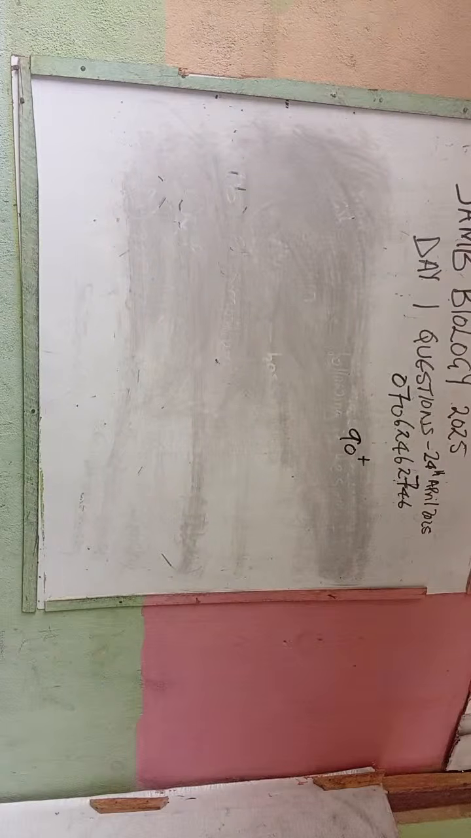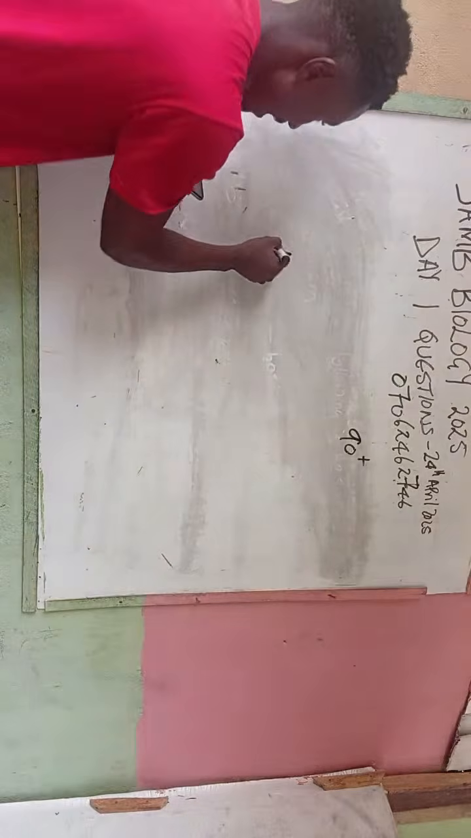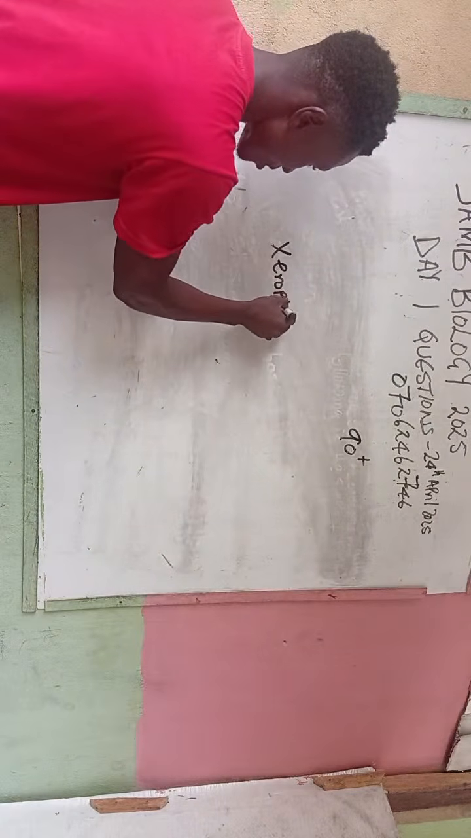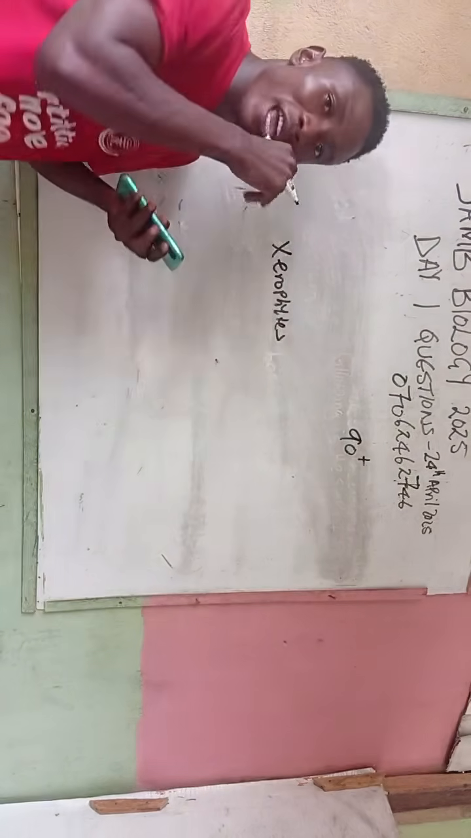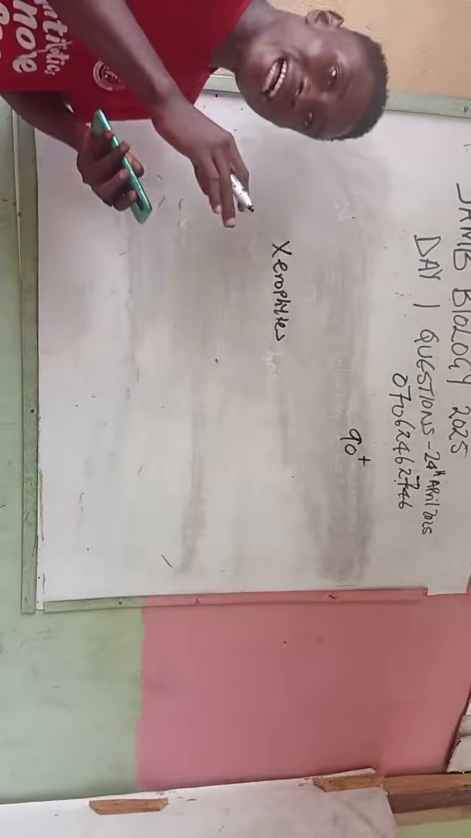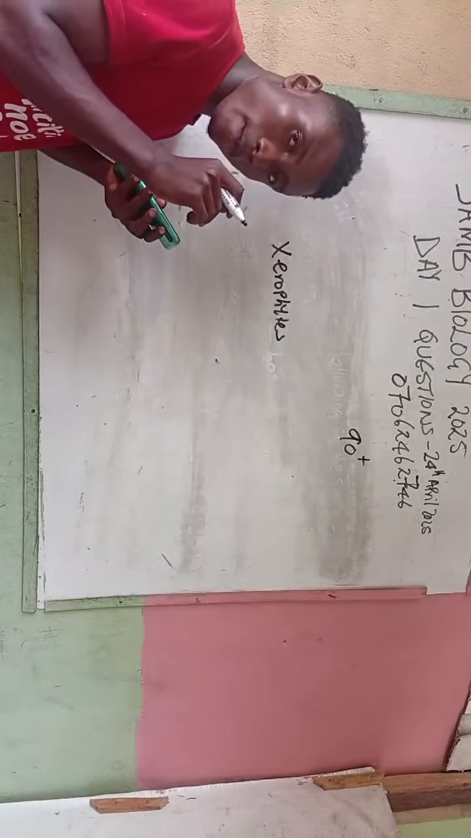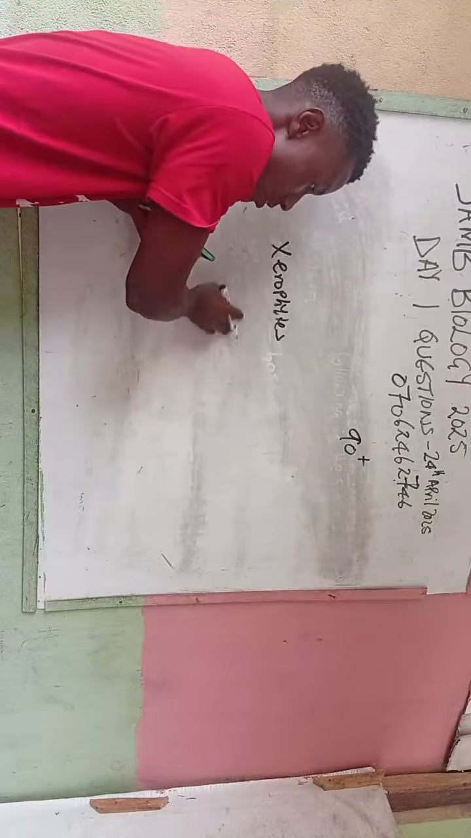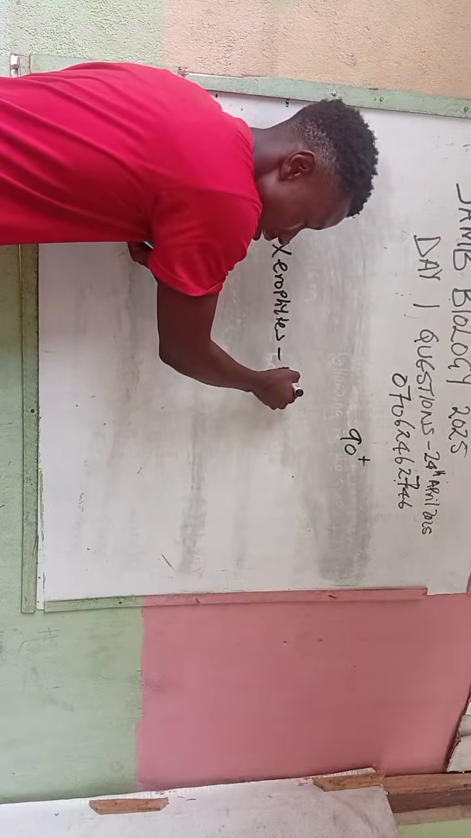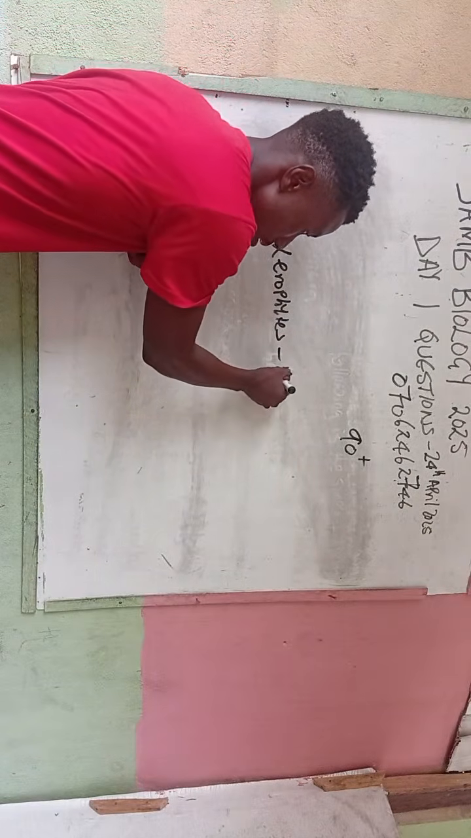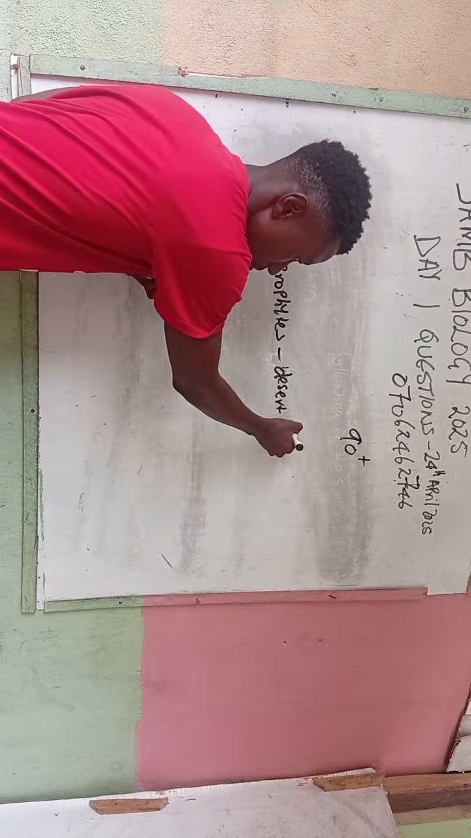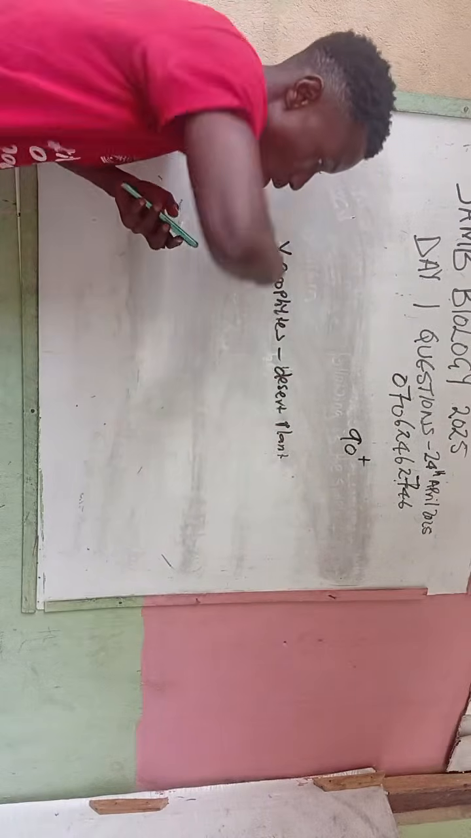So plants that grow in deserts are known as xerophytes. So no need for me to write. Plants that grow in desert are known as xerophytes. Now let me explain this word xerophyte. Desert is a place where there is no water, right? So the name of this plant that grows in desert, let's say desert plant, is xerophyte.